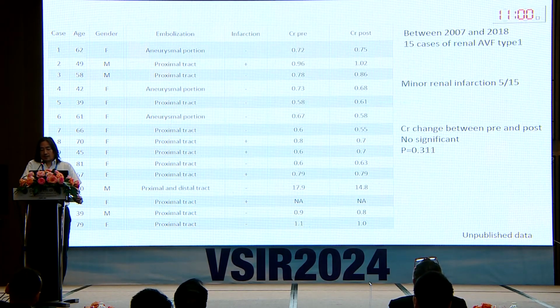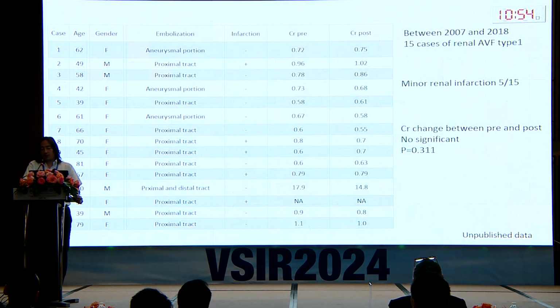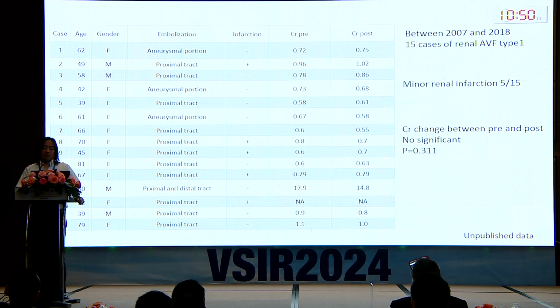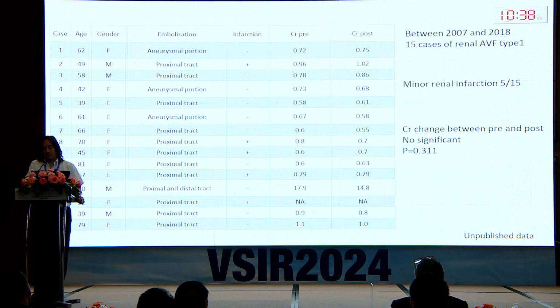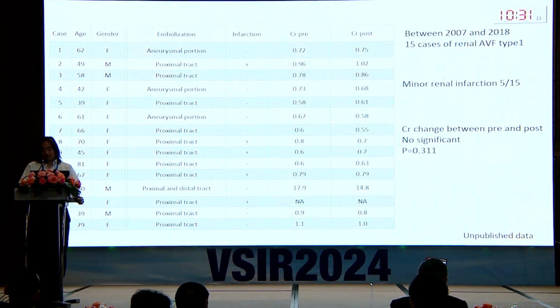So this is our result between 2007 and 2018. We treated 15 cases of renal type 1 AVMs. Among them, in 5 cases, very minor renal infarction occurred because the normal artery branched very close to the shunting point. However, there was no change in the creatinine level before and after the procedure.